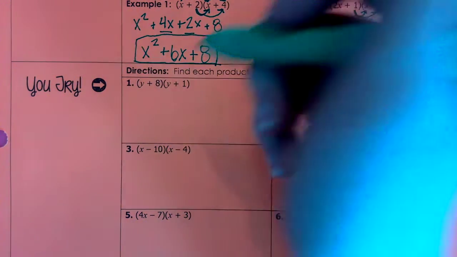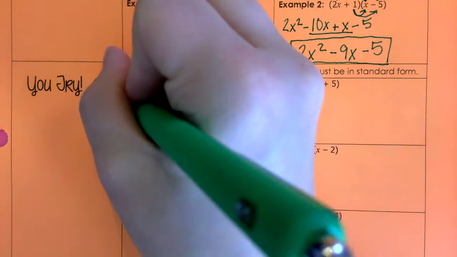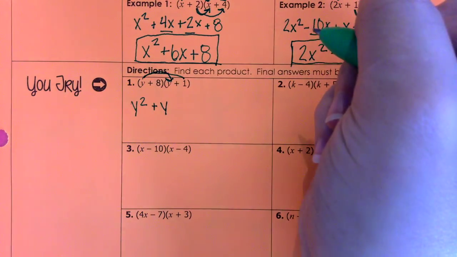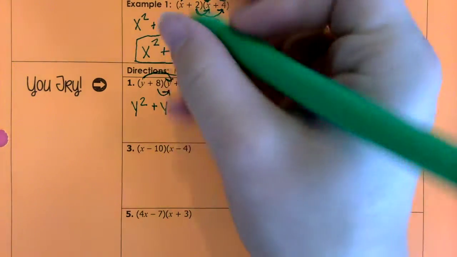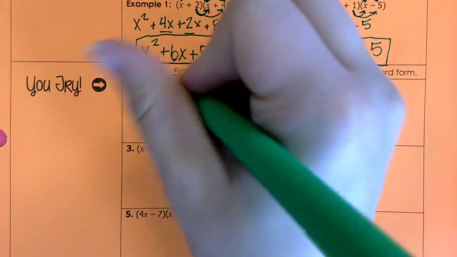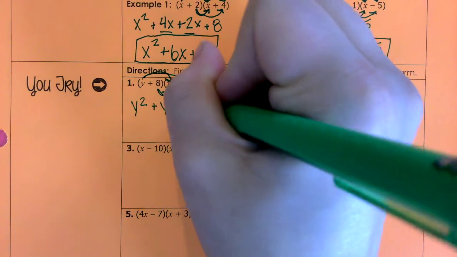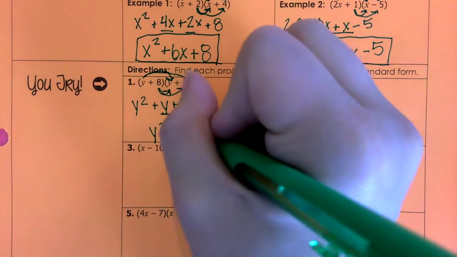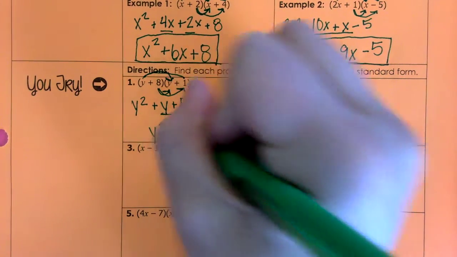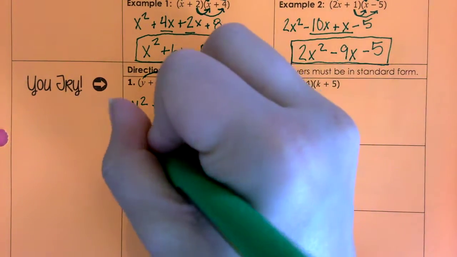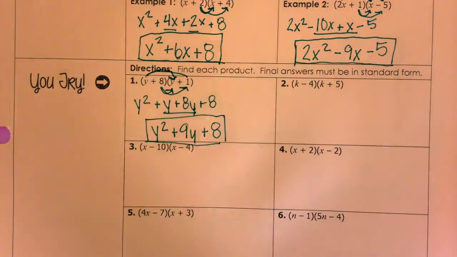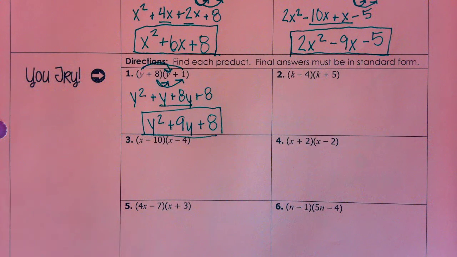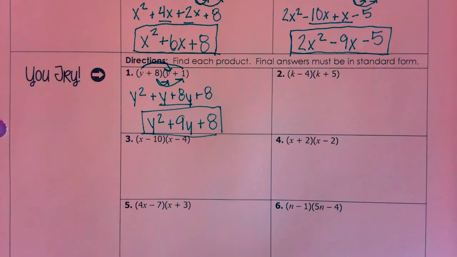So now that you've come back to this video, you should have taken y times y to get y squared, y times 1 to get 1y or y. So there's my top. Now on my bottom, I'm going to take 8 times y to get 8y, and 8 times 1 to get 8. I leave my y squared alone, combine my two middle terms to get 9y, and I leave my last term alone to get 8. Okay, so that's what you should have gotten. If you didn't and you're confused, message me and we'll walk through it together.